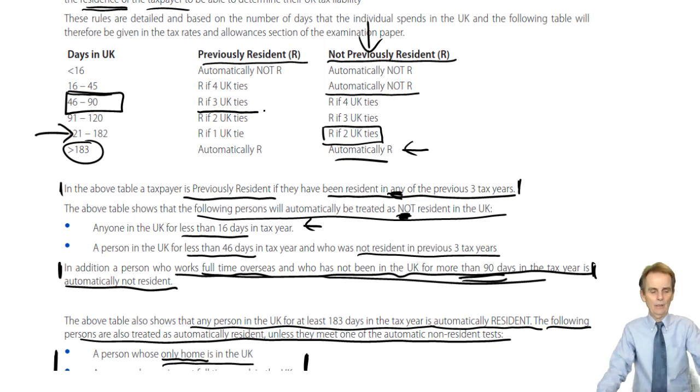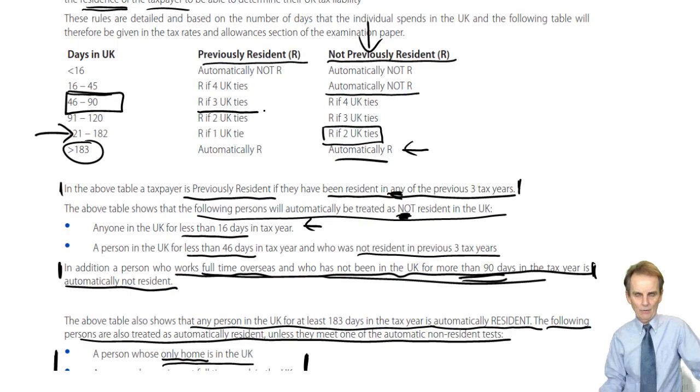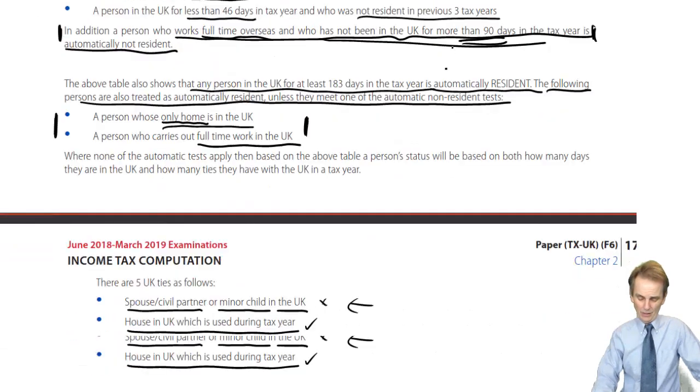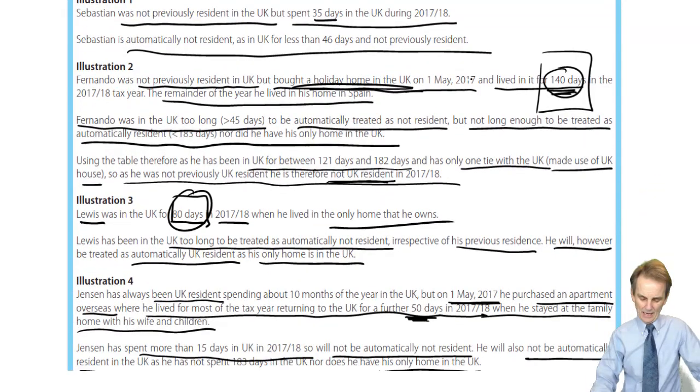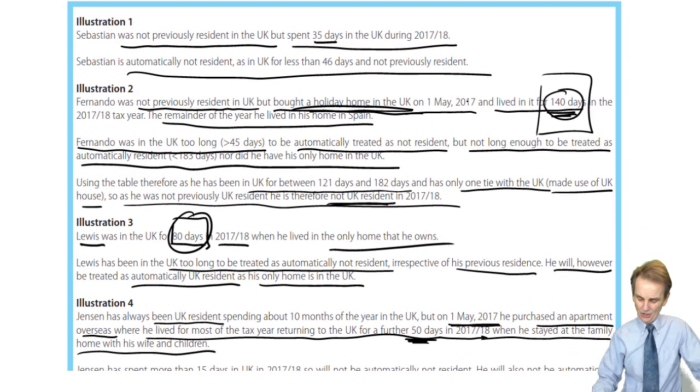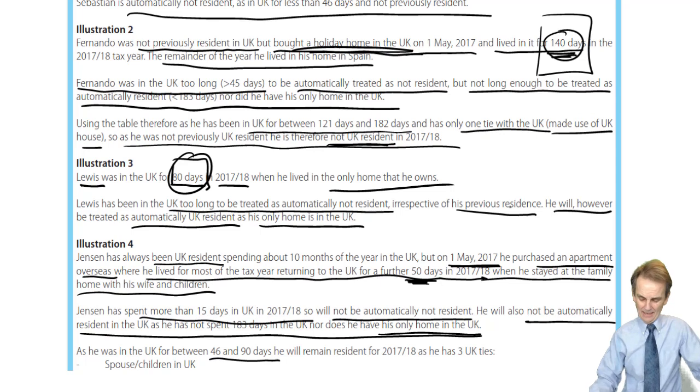Now again, without looking at the answer, just think now, look back at the information provided to you. Does he have at least 3 UK ties? If he has such 3 UK ties, then he will be classified as UK resident. If he doesn't, if he only has 1 or 2, then he'll be not resident. So what can we see here, therefore?